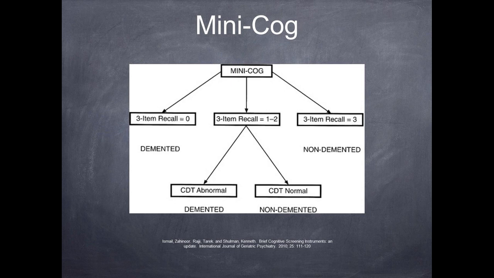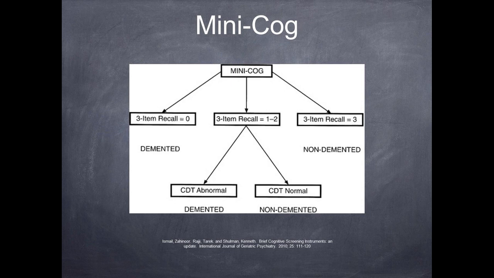And I think this has also been validated across the healthcare spectrum. So if you have people here that you're worried about, people in the hospital, people in my clinic, it can work anywhere. And I think that is what makes this an awesome tool. If they get all three words right, they're likely not demented, and you don't even go on to the clock. If they get 1 to 2 right, you go on to the clock, right or wrong. If it's wrong, potentially dementia. If it's right, probably not dementia.